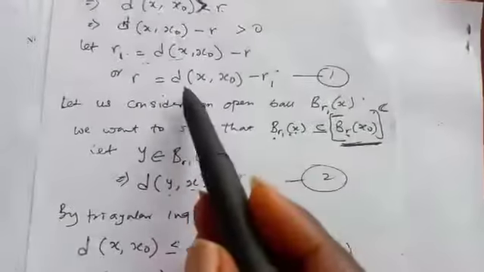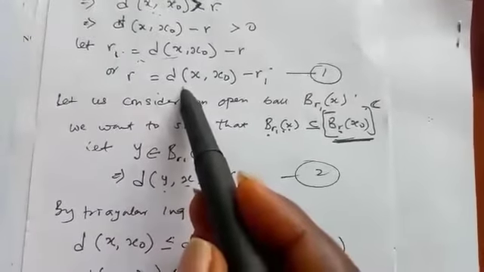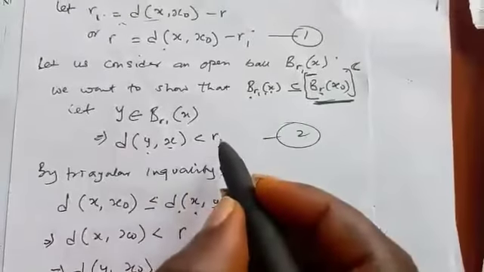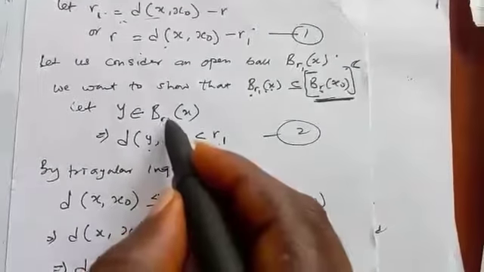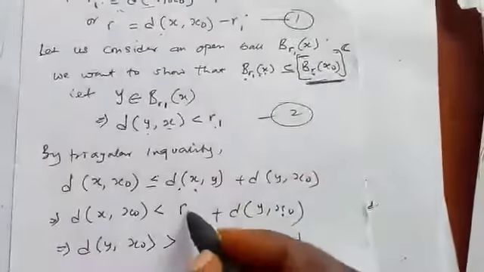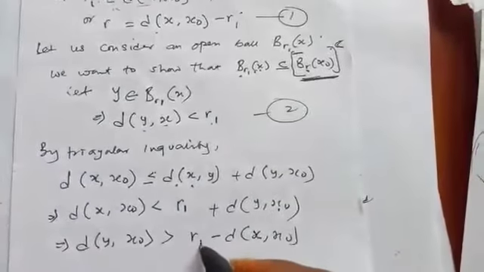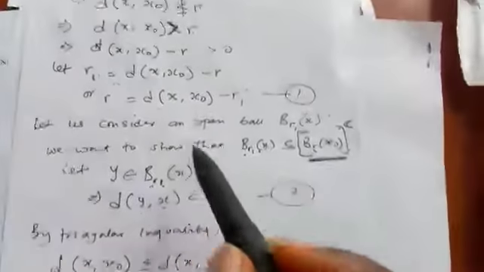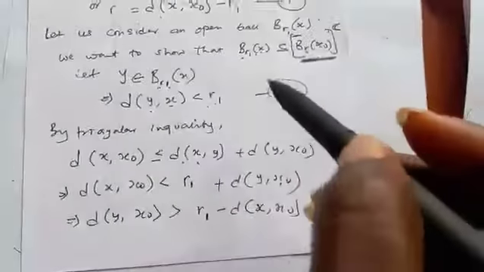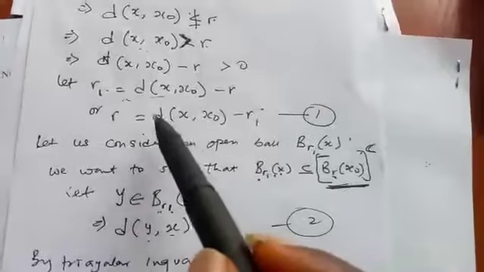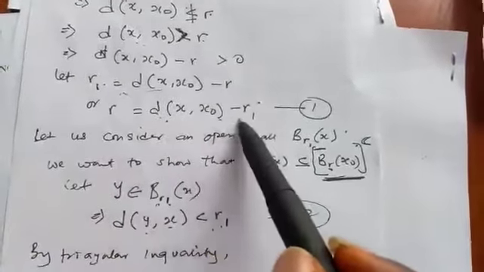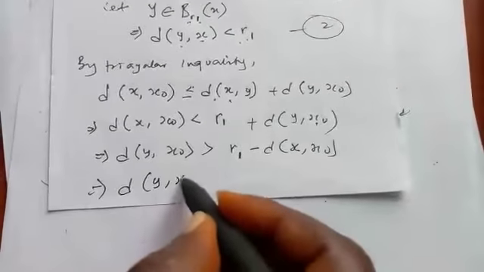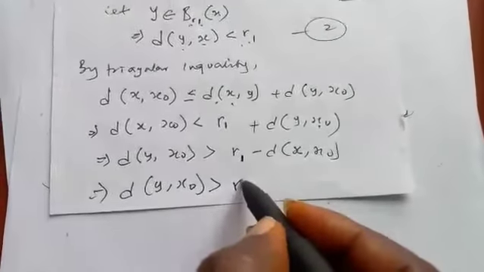Now by equation 1, we are dealing with r1 here, because we are talking about r1, not r. So that is a mistake, you can correct it. By our equation 1, we say that r is d of s comma s naught minus r1. So this simply means that d of y comma s naught is greater than our r.